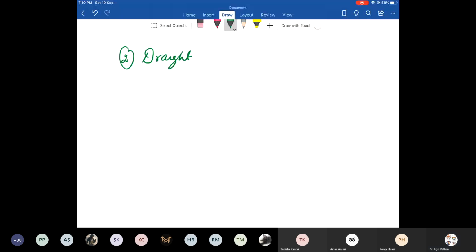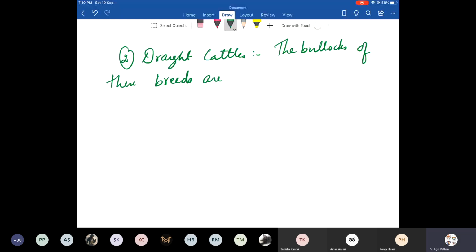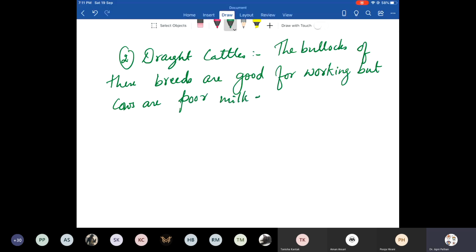Done? Okay, the next one is draught cattle. In these breeds, the bullocks are good for working, but the cows are poor milk producers.